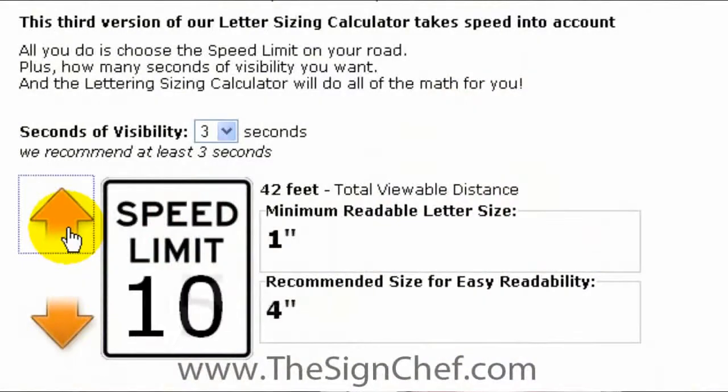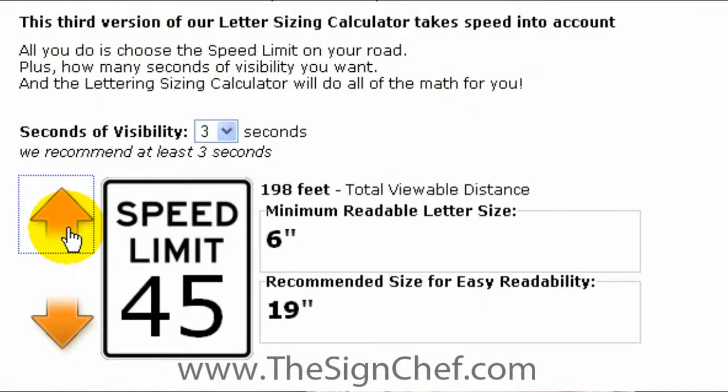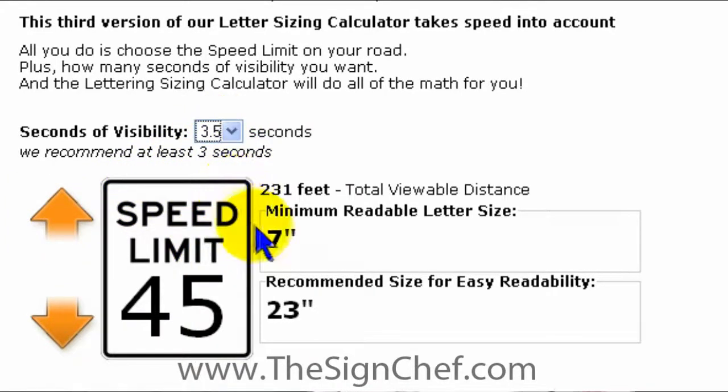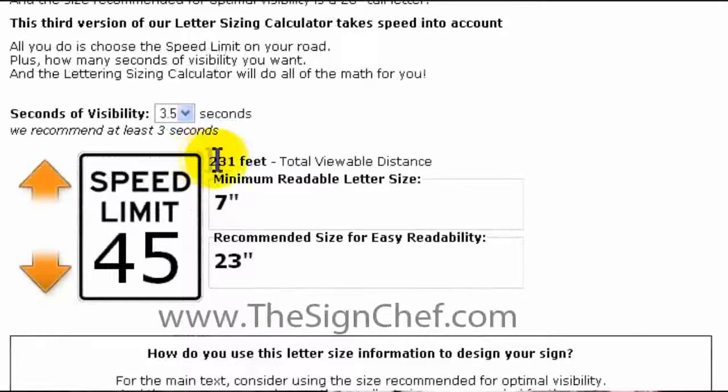Now here's the really cool sizing calculator for signs going out by the road. This calculator takes speed into account. Let's suppose the speed limit on your street is 45 miles per hour and you want your message to be readable by passing motorists for at least 3.5 seconds. Then you'll instantly see that you need at least 7-inch tall letters, or for easy readability, 23-inch tall letters. Oh yeah, this 231 feet total viewable distance is a reference point calculated from the rate of speed and the number of seconds you select. Now you no longer have to wonder whether or not your lettering is going to be big enough.